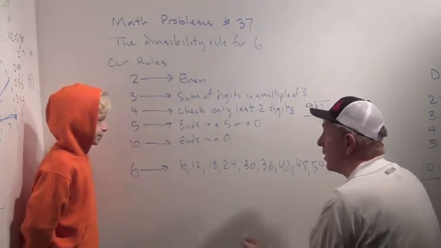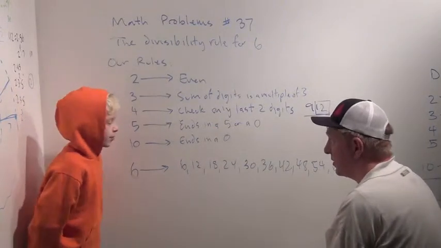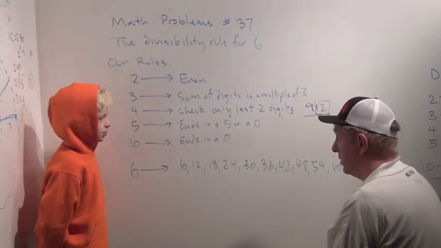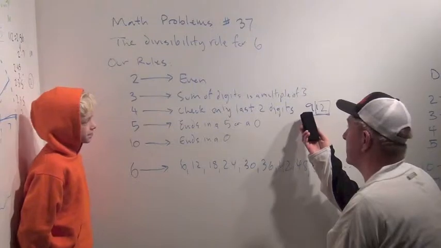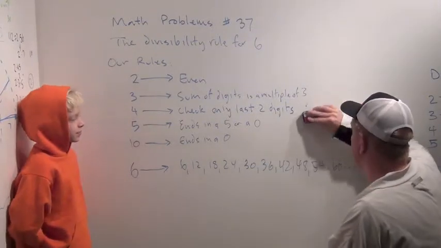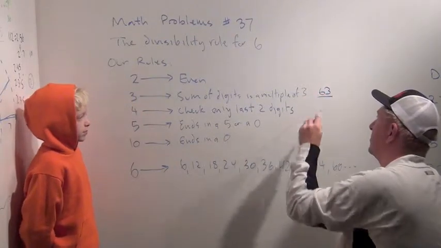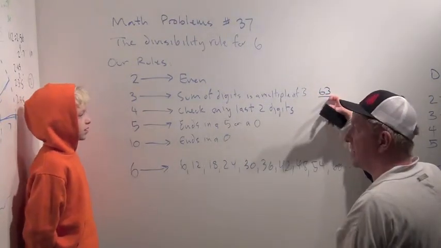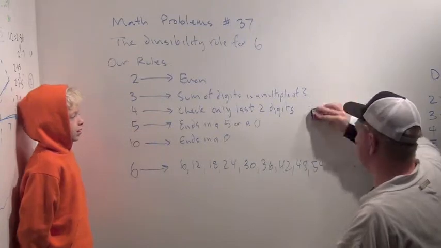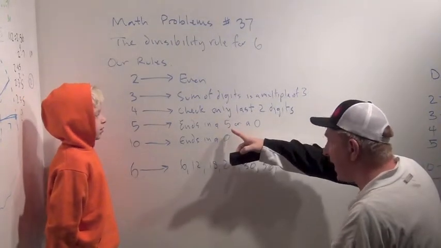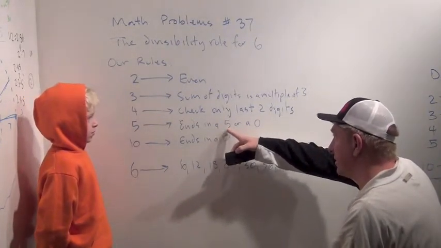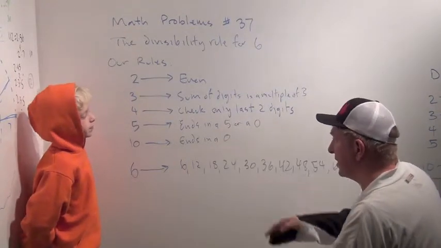And what's the reason that this rule is true, by the way? Because 4 goes into 100, so that we know it goes into 900. And on 3, sum of the digits, that means we can know that 63 is a multiple of 3 because 6 plus 3 is 9. For 5, a number is a multiple of 5 if it ends in 5 or 0. Multiple of 10 if it ends in 0.